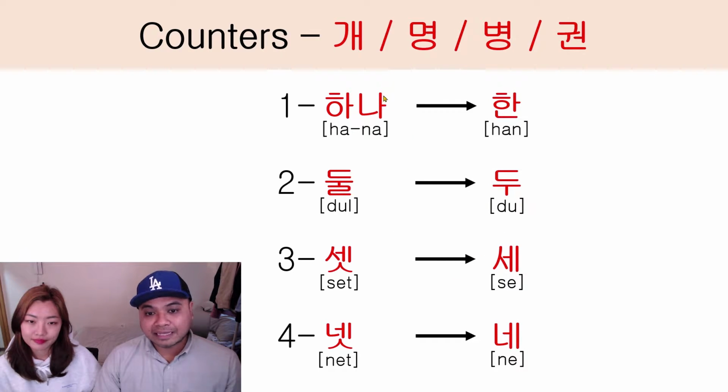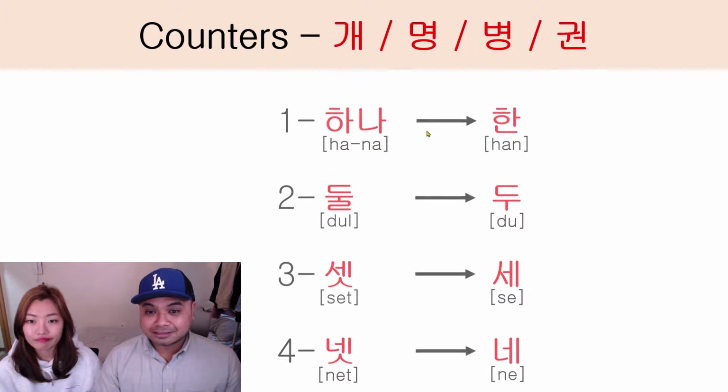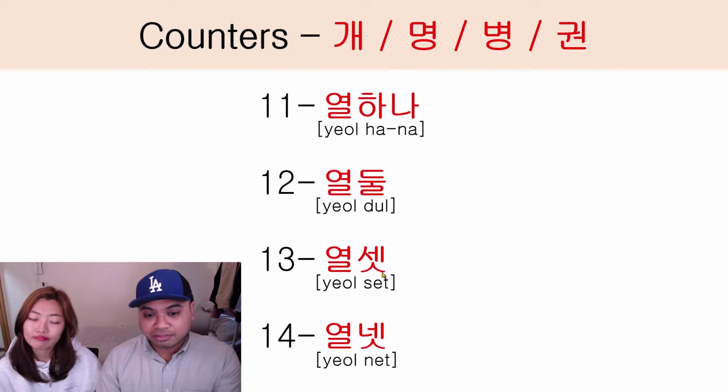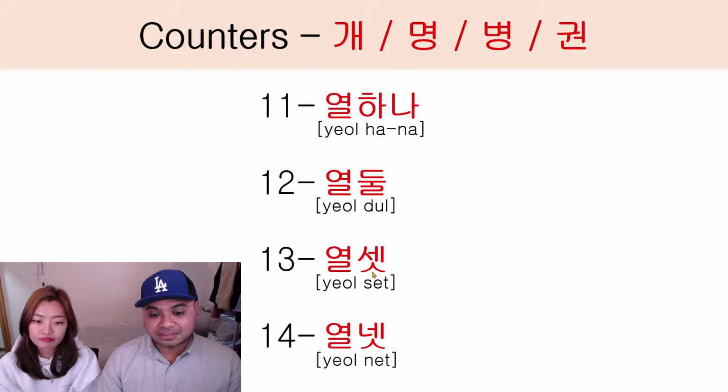Instead, you will need to remove the last letter of these words. So when you remove the last letter here, 하나, it will become 한. When you remove the last letter here, from 둘, you get 두. 셋, 세. 넷, 네. When you remove the last letter, you need to use these words. Also, for any numbers that have 1, 2, 3, and 4 in them, like 11, 12, 13, and 14. Now, to say 11 is 열하나. 12, 열둘, 열셋, 열넷.